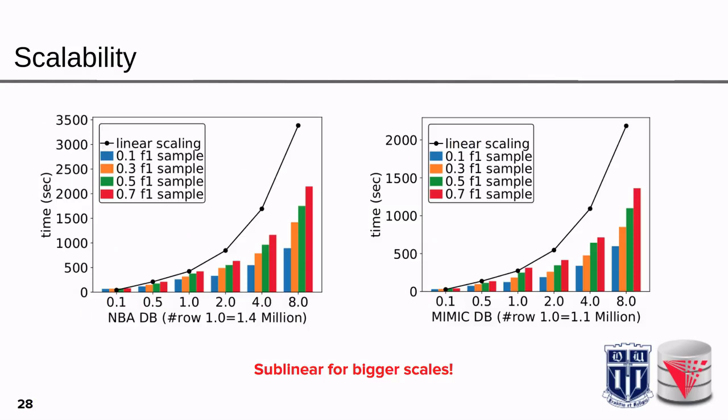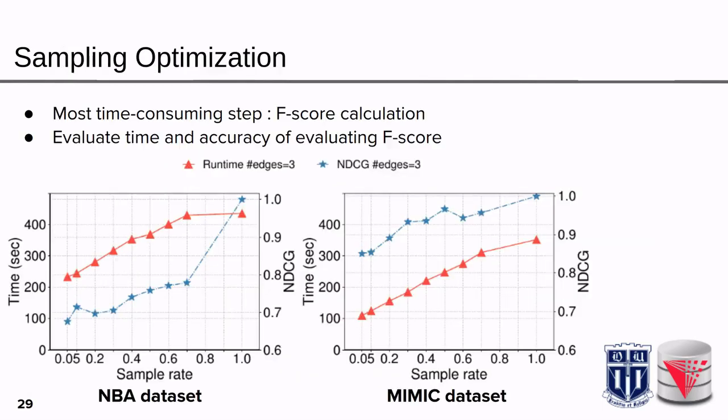Based on the previous optimizations, we achieved sublinear performance in terms of runtime at bigger scales for 2 different datasets. Next, we evaluated the efficiency of sampling on both the runtime of the process and the accuracy of the top global patterns. As you can see, in both datasets, a lower sampling rate can effectively decrease the total runtime.